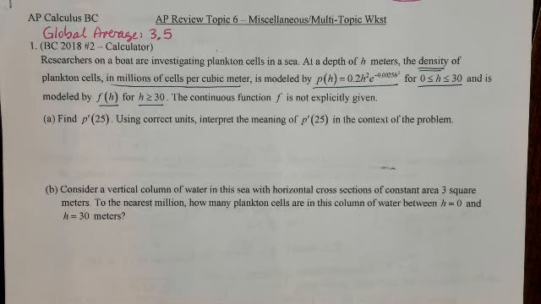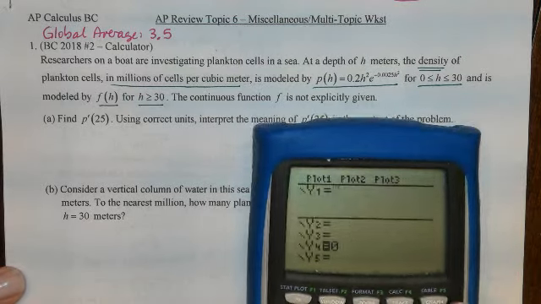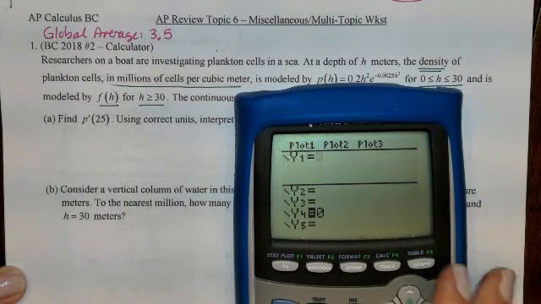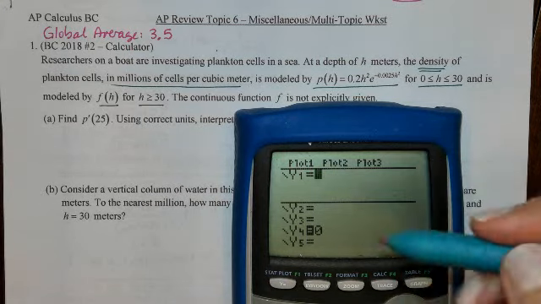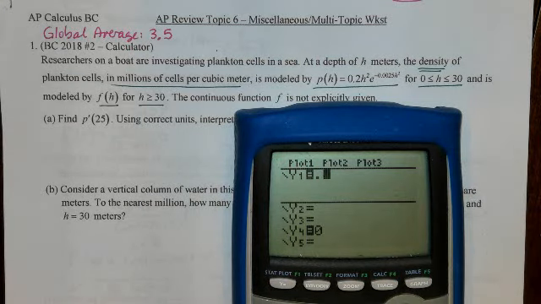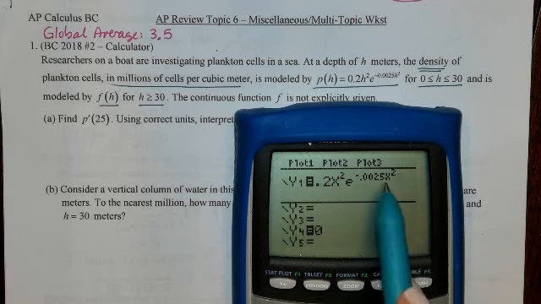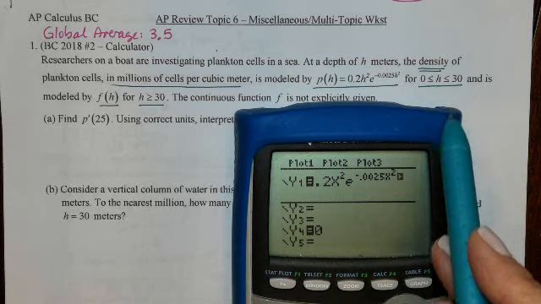So P prime at 25 is going to be a very straightforward calculator process here. So I'm going to go ahead and put P in for my Y1, because I'm assuming I'm going to have to use it over and over again in this problem. So 0.28. I'm going to let x be h, so x squared e to the negative 0.0025 x squared. I'm taking a look at that, making sure it's correct. It looks good for me. And I know that this is only good for 0 to 30 for h.